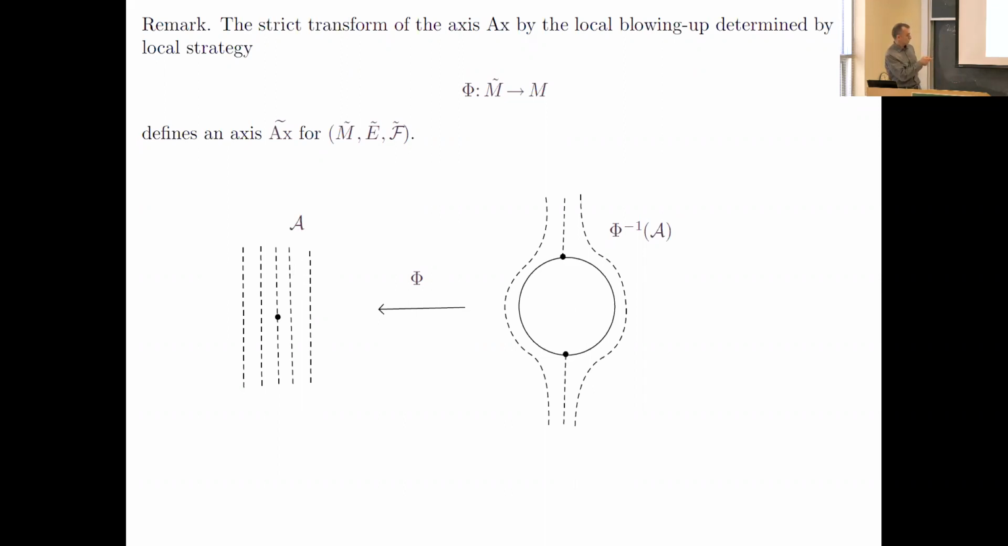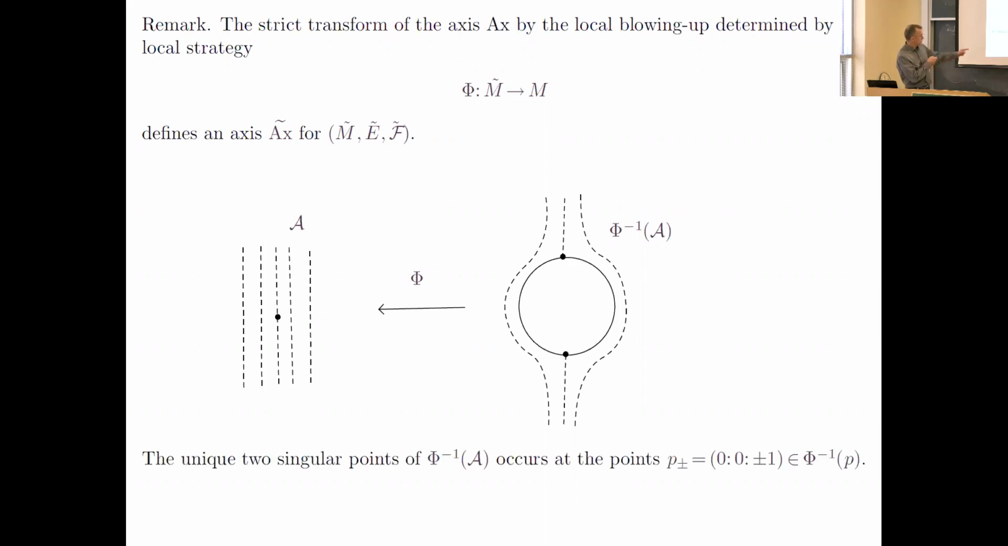But recall that these points, there are 2 singular points in the inverse image of the foliation, which are the points given by, let's say, if you think of this as a sphere, the North Pole and the South Pole of the sphere, right?